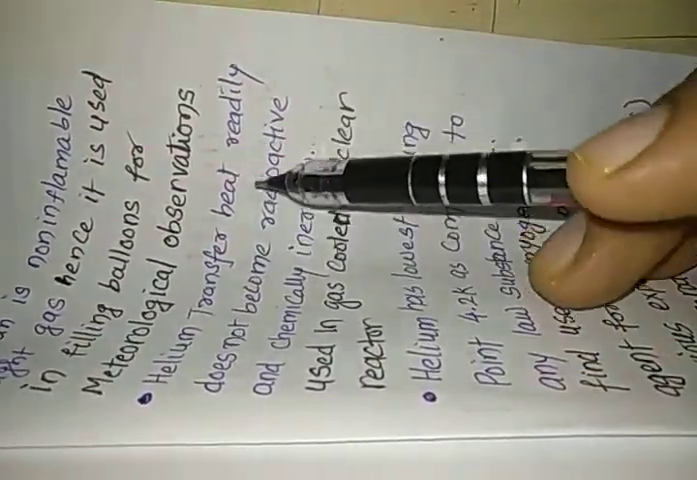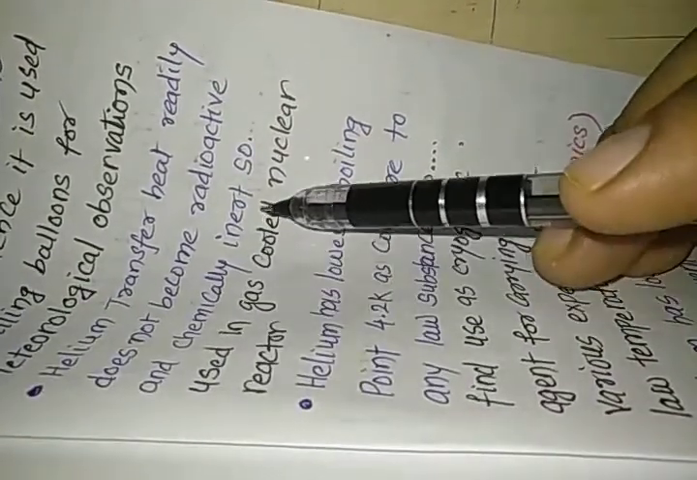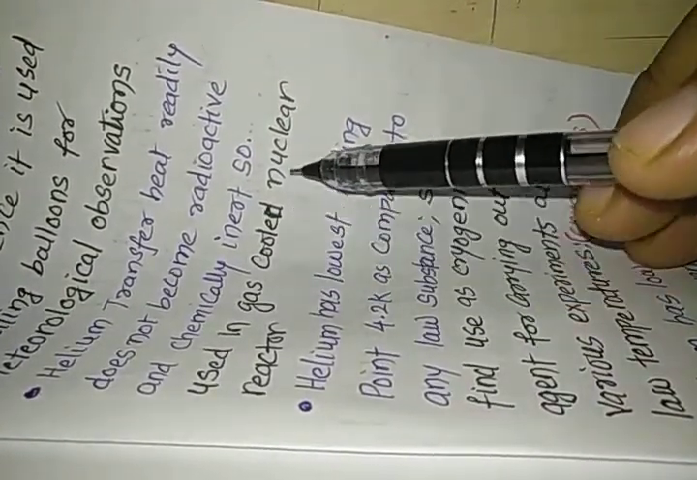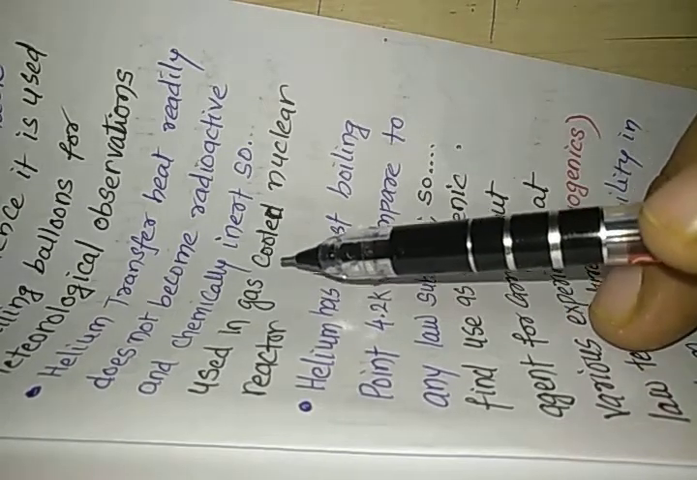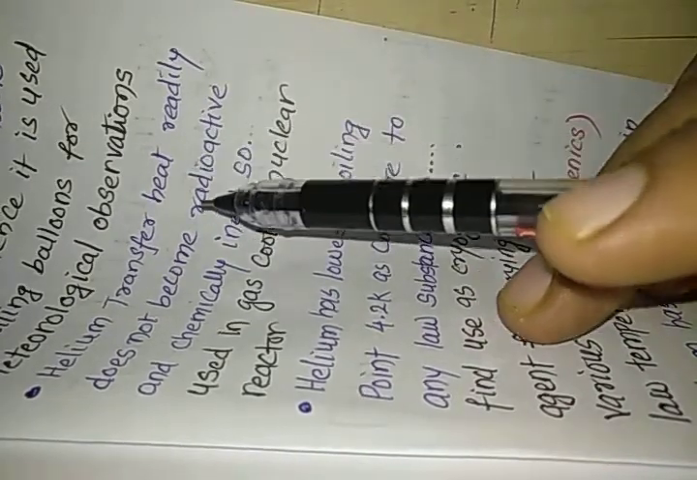Helium transfers heat readily, does not become radioactive, and is chemically inert, so it is used in gas-cooled nuclear reactors. In the nuclear reactor, helium is used for cooling because it can easily transfer heat and it does not turn into a radioactive element.